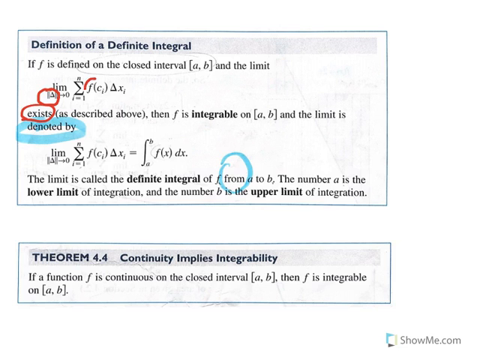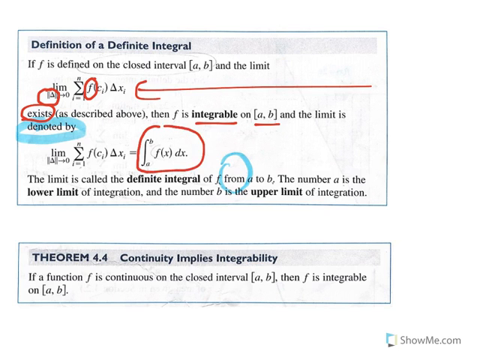then we say the function f is integrable on the closed interval from a to b, and the limit that you see here will be represented by this notation, which is, of course, the notation for a definite integral. How do you know if this limit will exist?